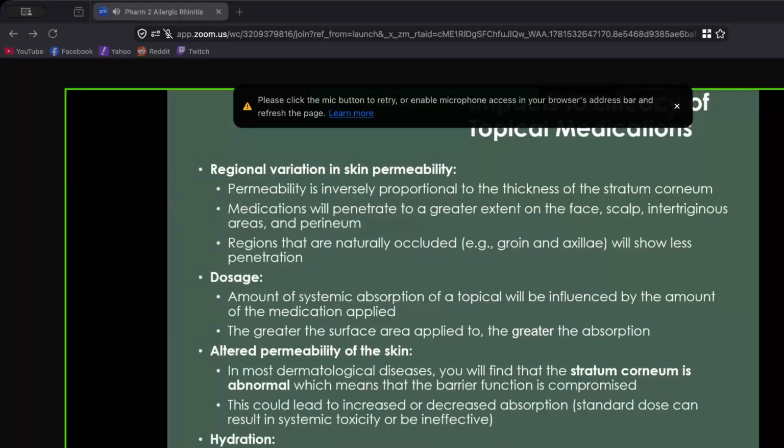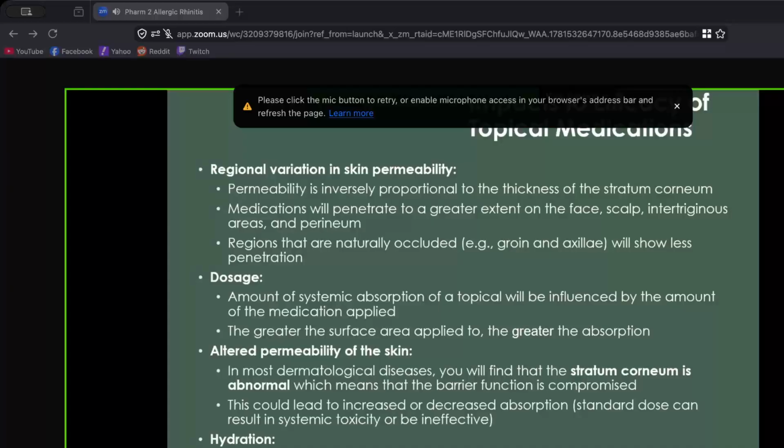All right. The different impacts that we have to the efficacy of our topical medications. When you look at the regional variation in skin permeability, this is just saying that the thicker an area is, the permeability is going to be inversely related to it. So if you think about the heel or the bottom of our feet in general, it's thicker. We walk on our feet, and so that stratum corneum there is thicker. So the medication permeability in that area is not going to be as great.